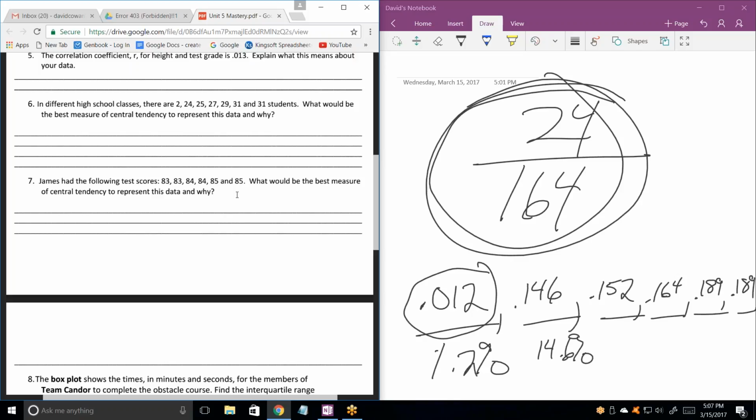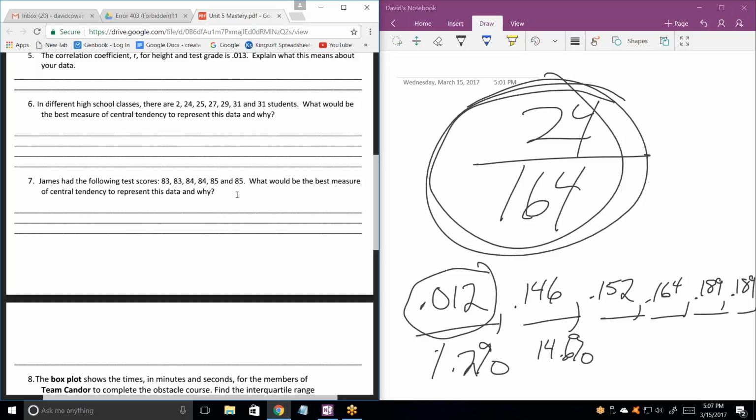I'm not even sure what they would want for number 7. Best measure of central tendency. Clearly 84 is the average, 84 is the median, 84 is even the mode. Oh, that's what they mean. They mean, is it the median, the mode, or the mean?